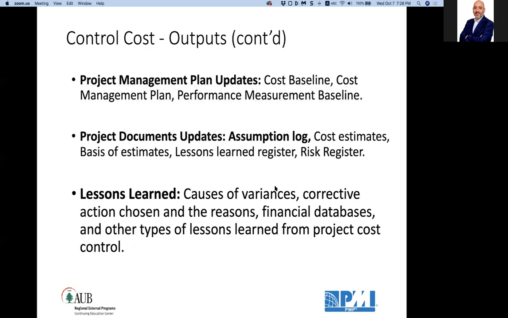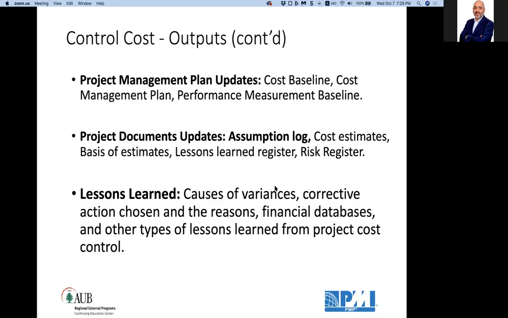Updates to the cost baseline, possibly updates to the cost management plan because it has wrong procedures to calculate variances, for example. Changes in the templates, additional templates, who approves what changes, so we update. Performance measurement baselines will also be updated. Update the assumption log, cost estimates, basis of estimates if they were wrong or for a new basis of estimates. Lessons learned will be updated as a result. And the risk register is updated.